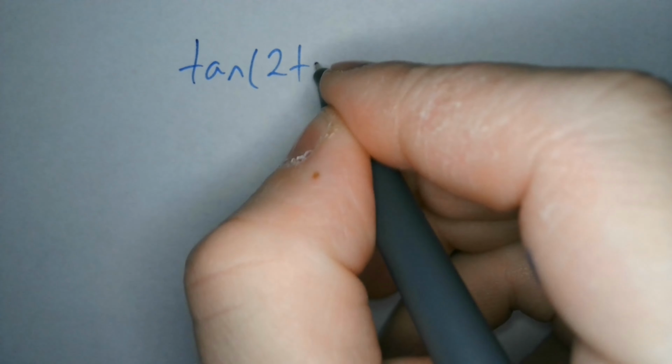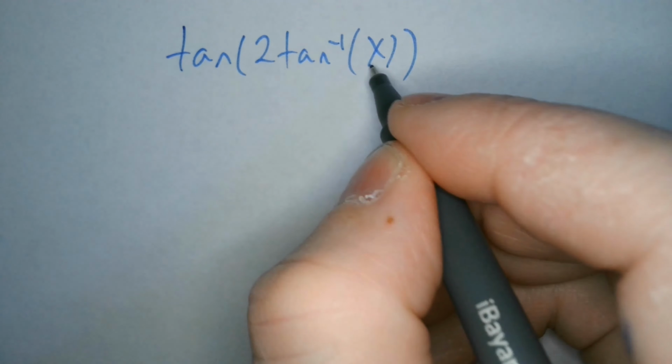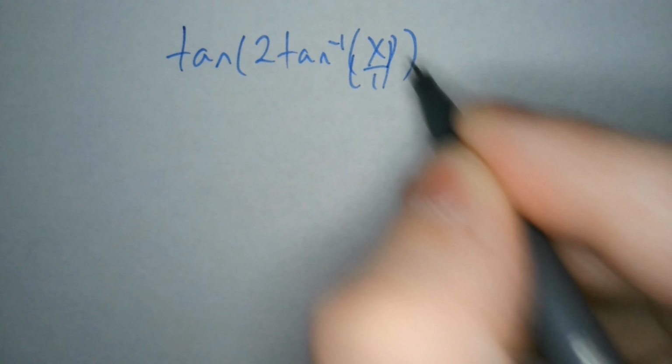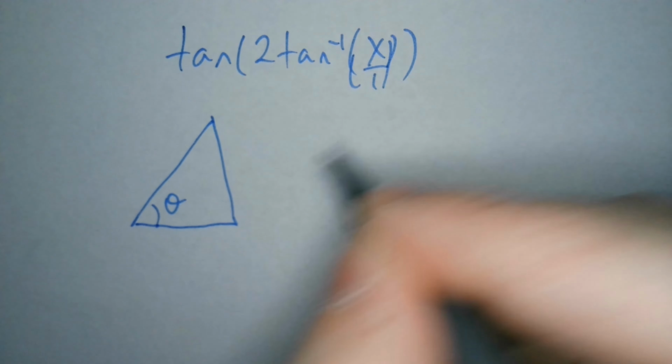Take a look at finding the tangent of 2 times tan inverse of x. We want to do this in terms of x alone. So first of all, you've got to recognize this is x over 1 here, because based on that, you make a little triangle for yourself. This is the angle theta.